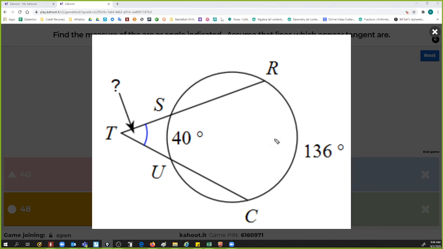But we're looking for the angle on the outside. 136 minus 40 is 96. 96 divided by 2 is, what is that? 48. 48 it should be.